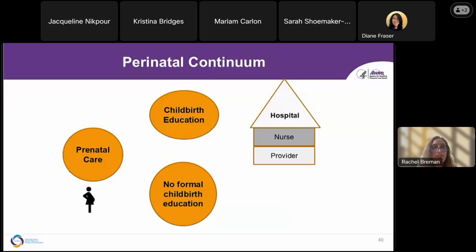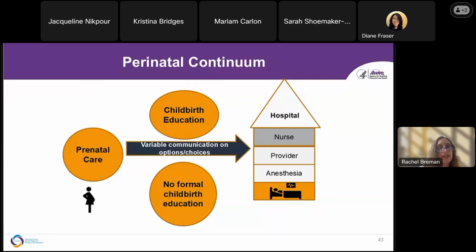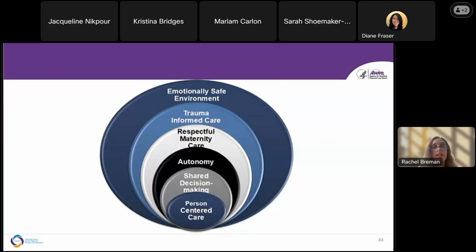And then next, if pain management is intended, then anesthesia is often called. Anesthesia can administer an epidural. And then usually what happens is we have this patient who's now in the bed with continuous fetal monitoring and possibly other interventions. And what we don't know about is next, what the communication is about options and choices about everything that can occur once this patient is admitted to the hospital. So next slide.